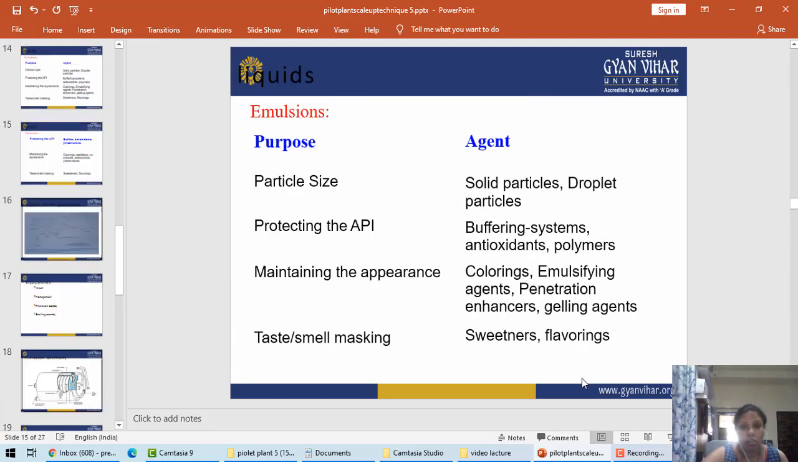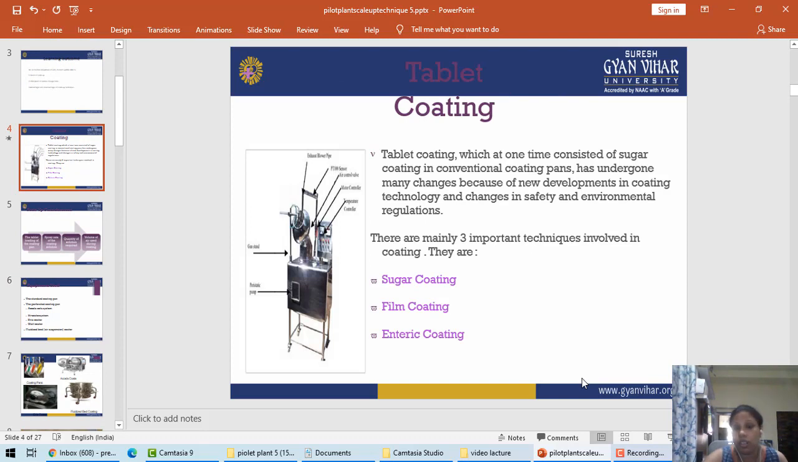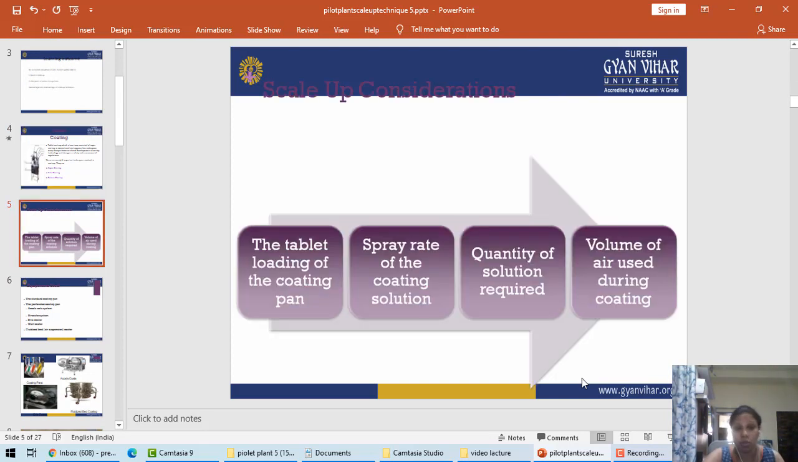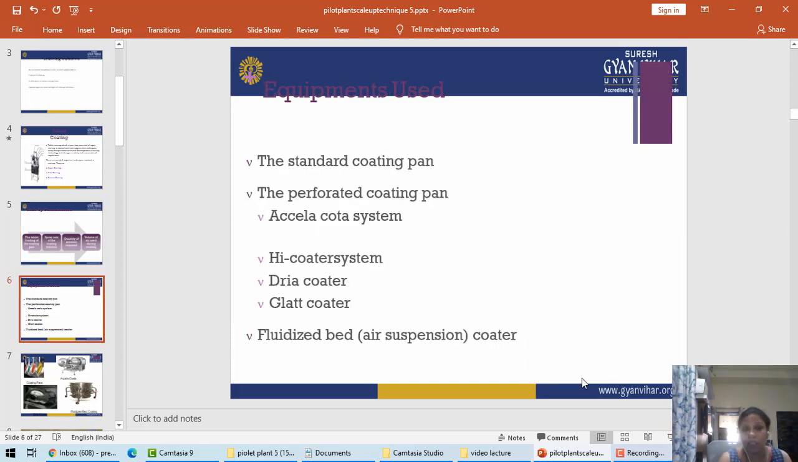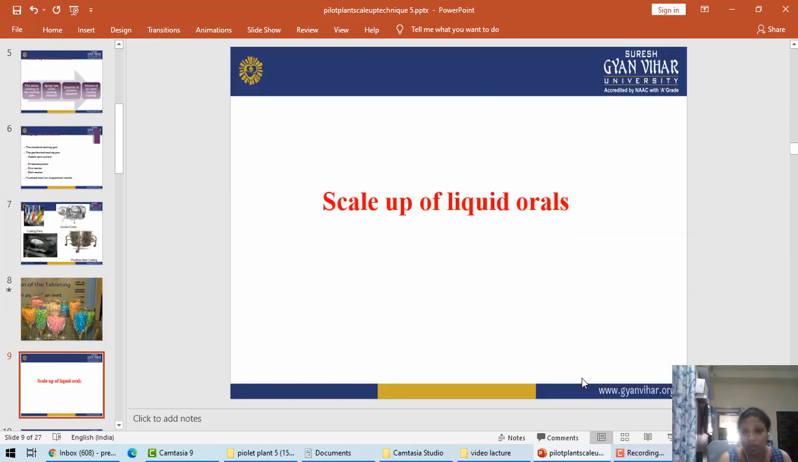Okay, so in today's lecture we have discussed the general considerations related to tablet coating. What is tablet coating, how many types of tablet coatings are there, what are the scale up considerations, why the scale up of formulation is so important. This we have to understand. We have discussed that in coating, the tablet loading of the coating pan, the spray rate of the coating solution, quantity of the solution required, and volume of air used during the coating are the scale up considerations for coating. Other than that, we have also discussed the different equipments used, and the scale up of liquid orals.